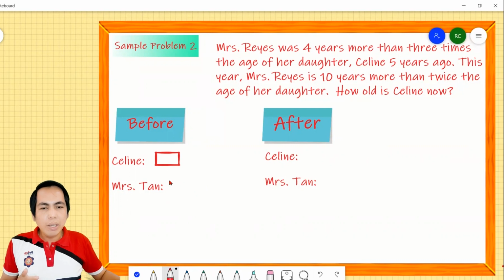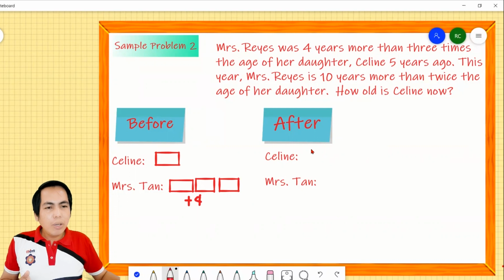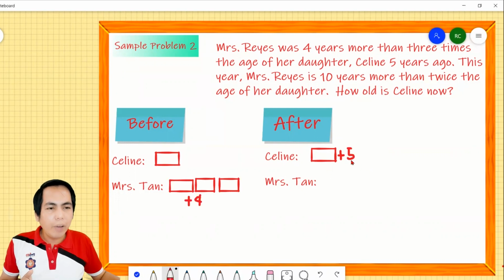So times 3, so we have 3 boxes plus 4. Now 5 years after, meaning to say that Celine's age has increased by 5, so plus 5. Now 5 years after also, Mrs. Reyes' age is 10 years more than twice the age of her daughter. So meaning to say that we have to multiply this box by 2 and this 5 by 2.